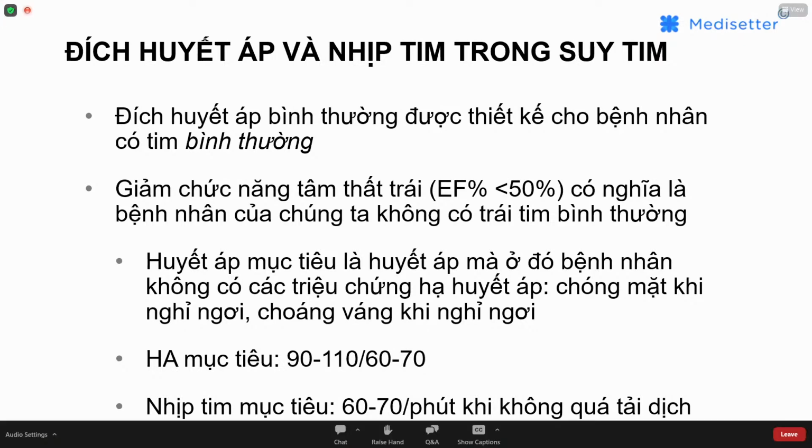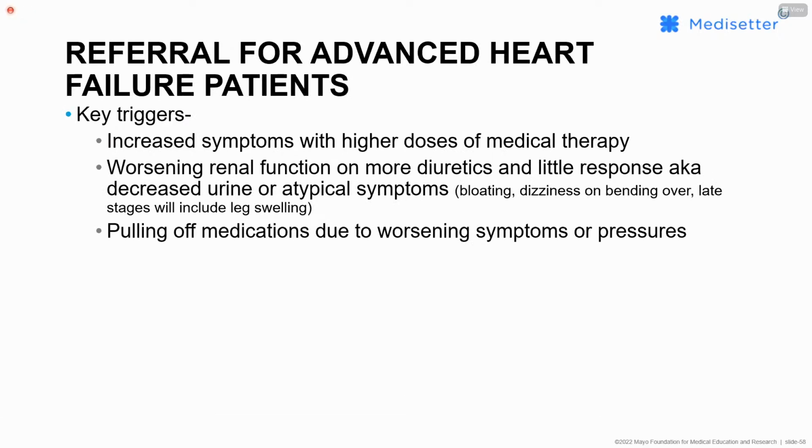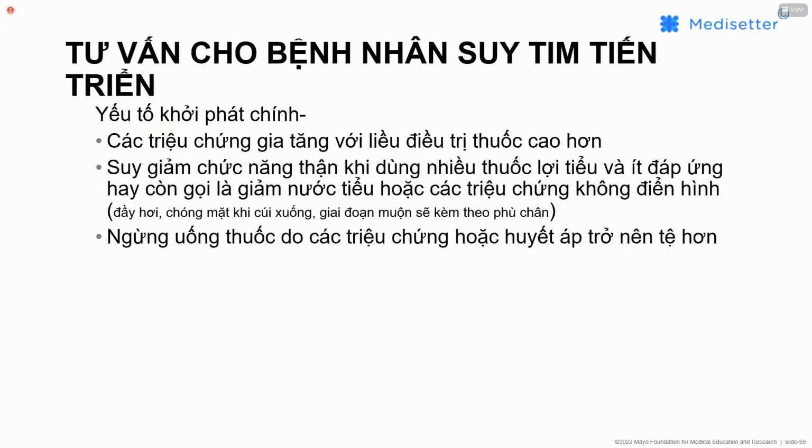And so the other thing that we think about is when do you send somebody to an advanced heart failure center? When do you send them to somewhere that could give them the potential for heart transplant or artificial heart? And so the important thing to know is the key triggers are mainly focused around when you have to start pulling medications away.